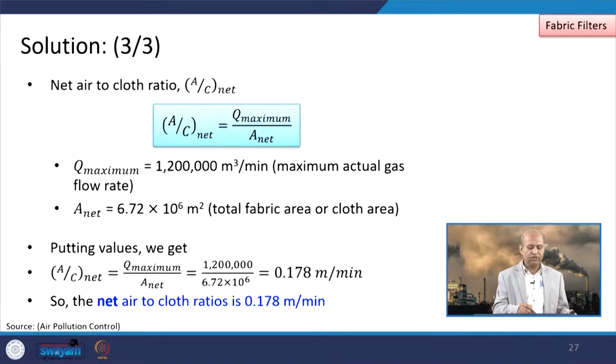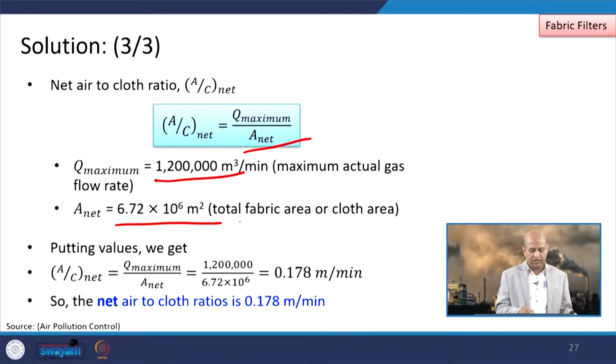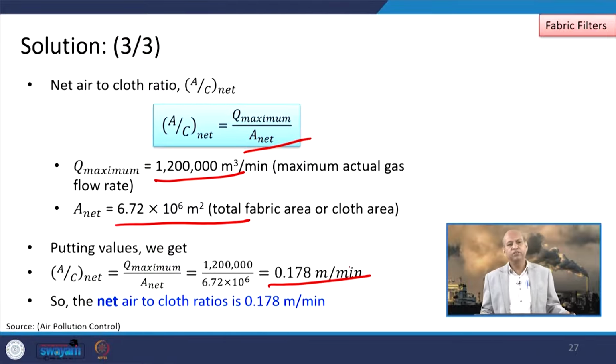So, again we calculate this A by C. So, rather than A total we use A net. So, this value divided by this net area, it arrives around 0.178 meter per minute, okay. So, the net air to cloth ratio will be 0.178 meter per minute. So, that way we can calculate.